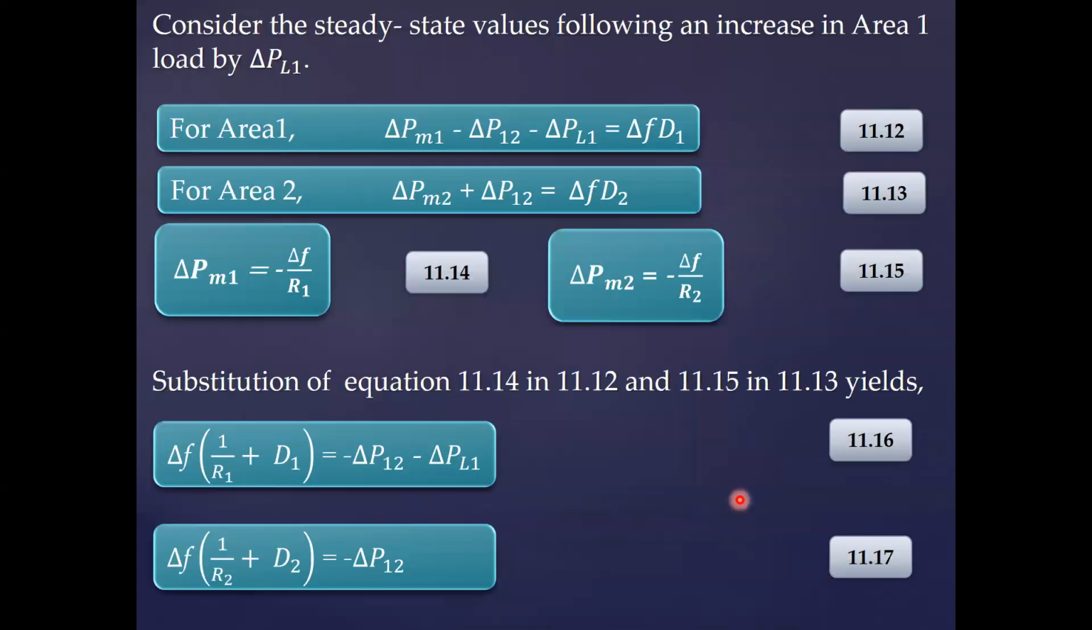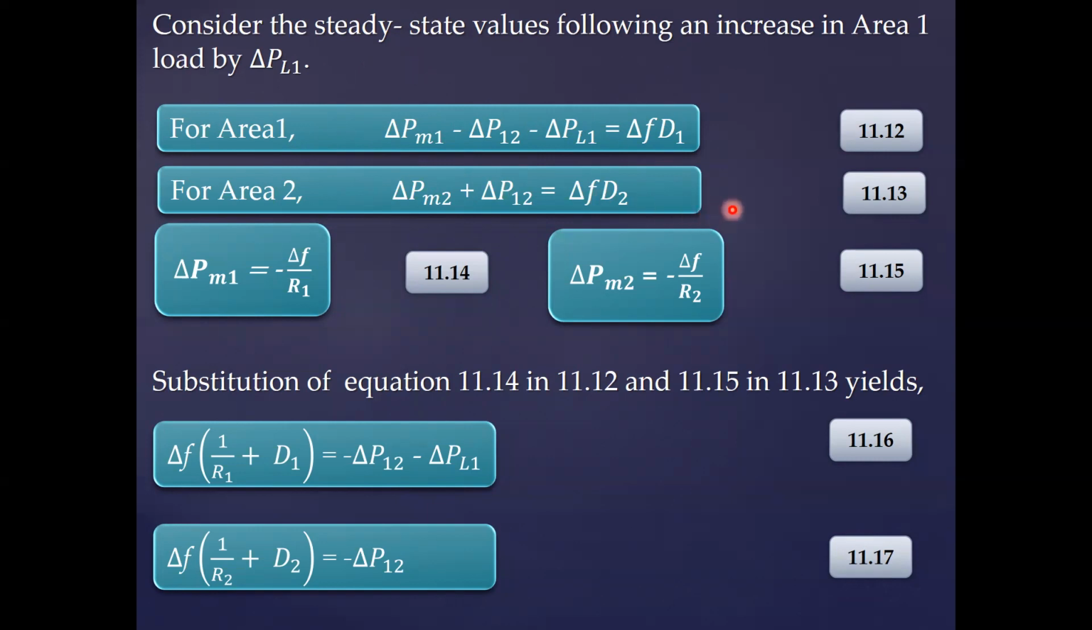Okay, next we write down, considering that we have a steady state quantity. That means you have some perturbation, and after that there is no disturbance, so the system is at steady state. So that's for the two areas. We write the change in power for area 1 and 2: turbine power, power flow, and the load power. Here we have written it for del F times D1, and then for area 2.